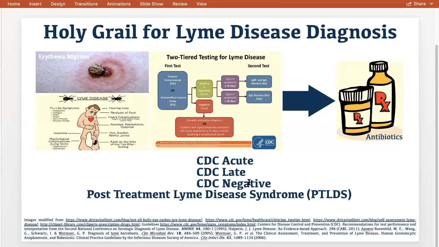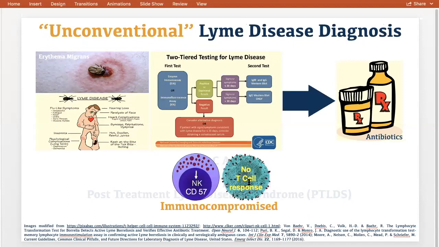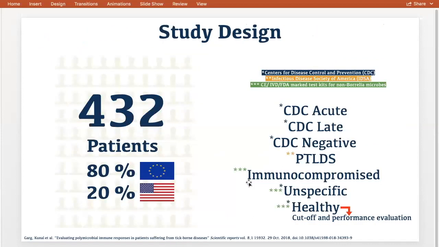Now, we also have the post-treatment Lyme disease syndrome patients. As you already know, these patients were positive for the disease, received treatment, but after a certain period of time, they started seeing symptoms again. In addition to these groups, we also had the immune compromised patient group, and this is where the low CD57 was seen in these patients, and no T cell response was seen to the Lyme antigens.